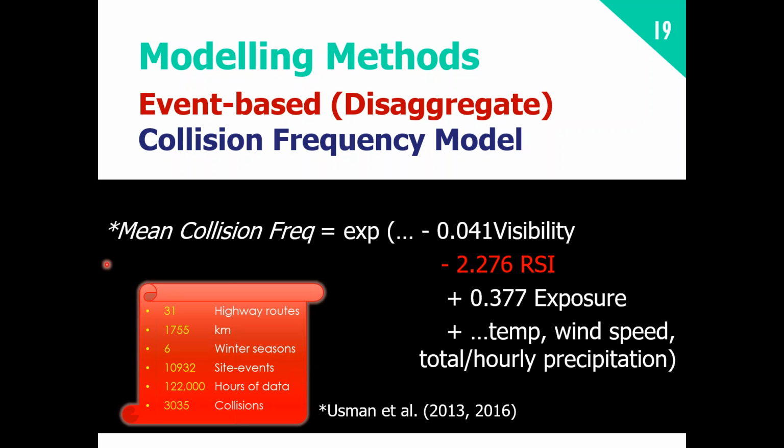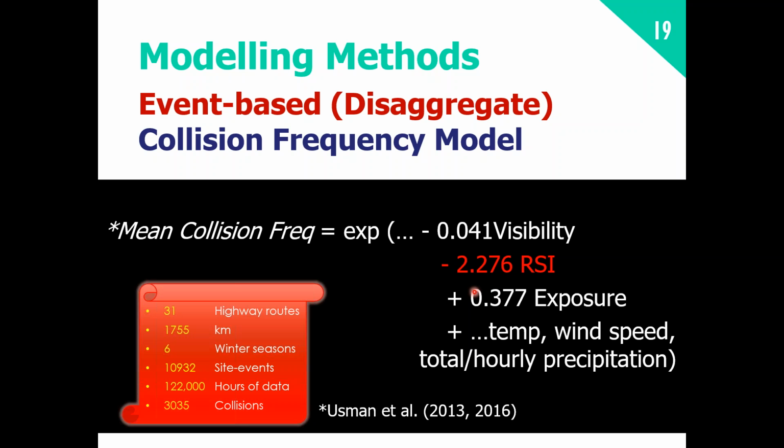And in their study, a new variable called RSI was introduced and then used. For those who are not too familiar with it, the RSI is a surrogate measure of road surface condition that varies between 0 and 1. You can just think of this as a sort of friction measure. And this is used to represent the overall road surface condition of a patrol route.